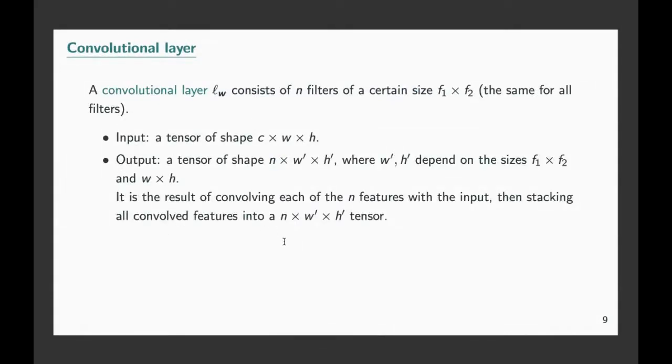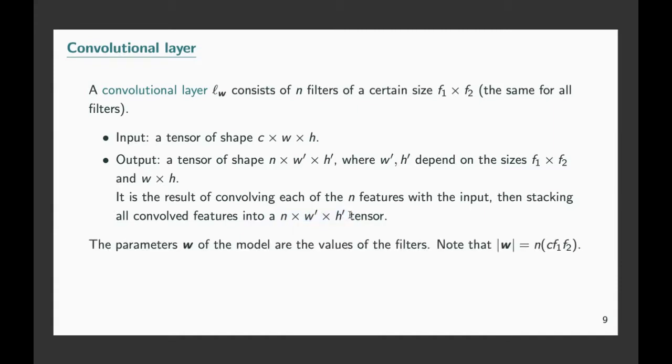And the output is the result of convolving each of the n filters with the input. So if you convolve the first filter, you will get a rank 2 tensor, so a usual matrix, and so on. You convolve all filters and you get n matrices, and now you just stack them into a rank 3 tensor of this form. And the parameters of the layer are the values of the filters. So whatever is inside the filters, that's your parameters.